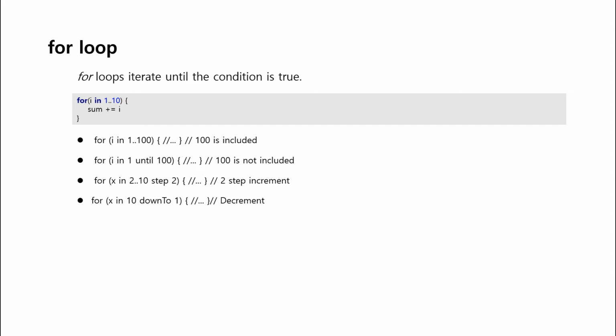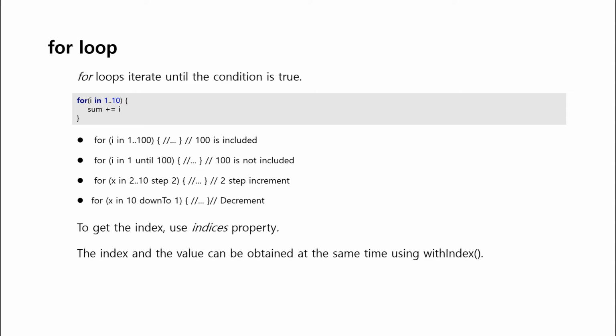In case we need the index value, by using the indices keyword, we can get the index of a loop. Lastly, if we need both index and value, we can use the withIndex function.